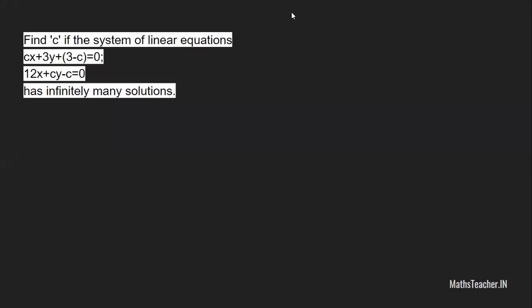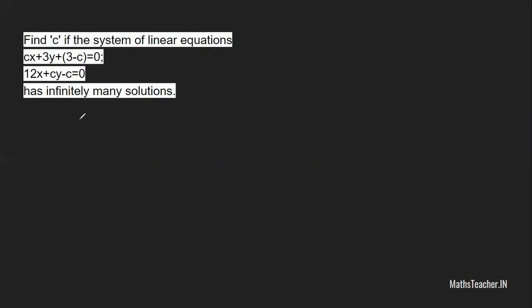Hello everyone. So here we are having a question. Find c if the system of linear equations cx + 3y + 3 - c = 0 and 12x + cy - c = 0 has infinitely many solutions.